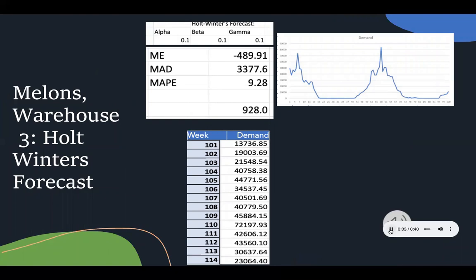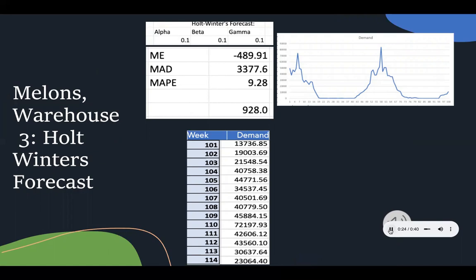Hello, my name is Roxana and I was in charge of Melon Warehouse 3. After using the pivot table, I was able to filter the item and warehouse I was tasked with. For Melon's Warehouse 3, the Holt Winters method was used. I used 0.1 for the alpha, beta, and gamma in order to satisfy the constraints later used in the solver.